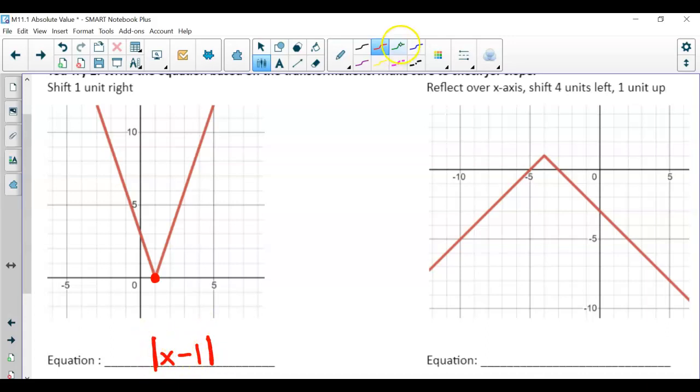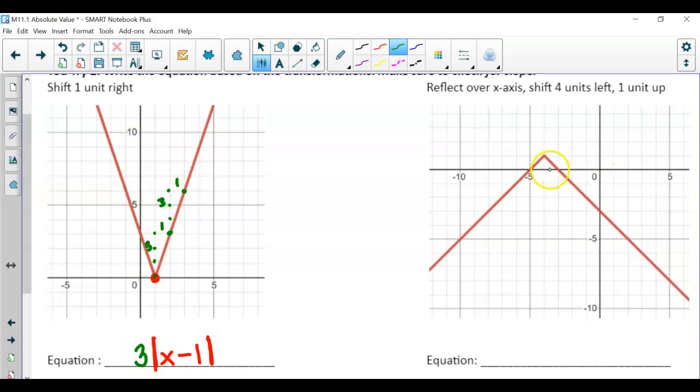Staying positive, but checking for slope. So again, notice here, we're going 1, 2, 3. So up 3, right 1. So the slope is 3. Notice how it got stretched. So that's your vertical stretch here.